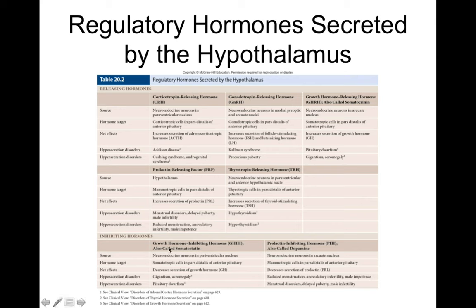Now there are some inhibiting hormones as well, you guys, like growth hormone inhibiting hormone and prolactin inhibiting hormone. These are also regulatory hormones, but instead of having an excitatory effect on the pituitary, these inhibit cells of the pituitary from releasing hormones. So for instance, growth hormone releasing hormone would stimulate the anterior pituitary to release growth hormone, whereas growth hormone inhibiting hormone would prevent the anterior pituitary from releasing growth hormone.